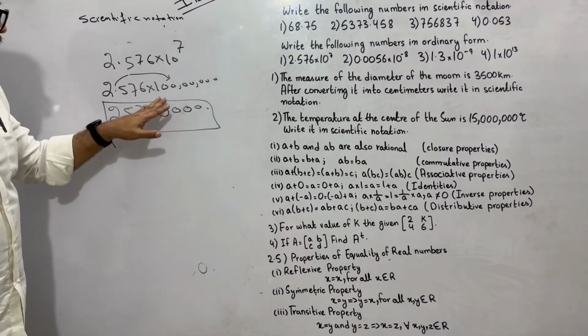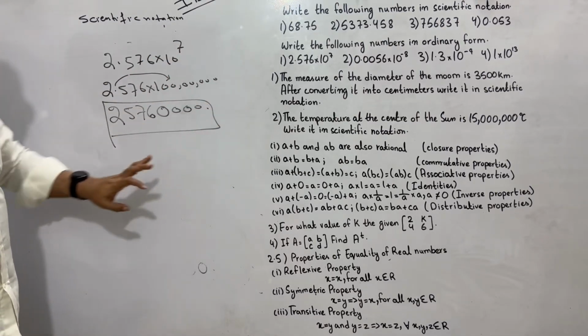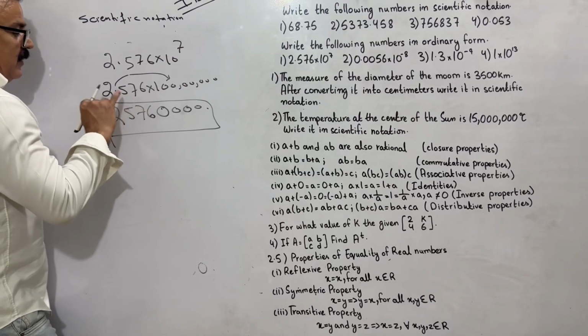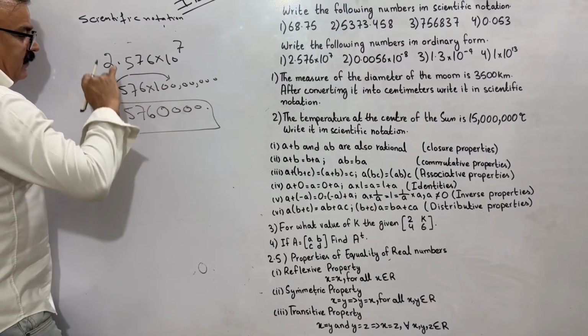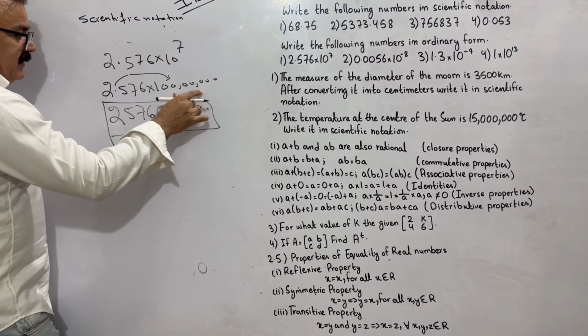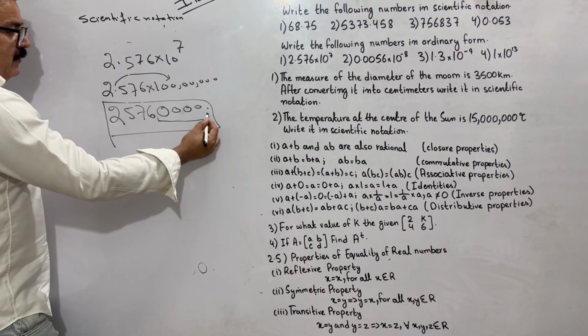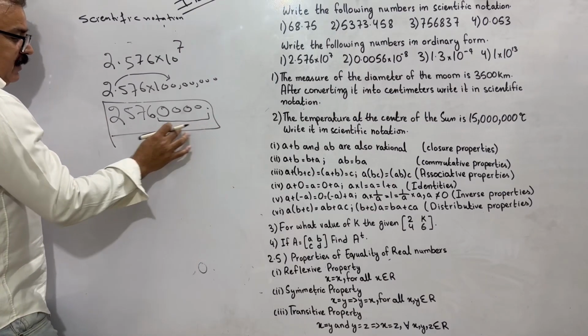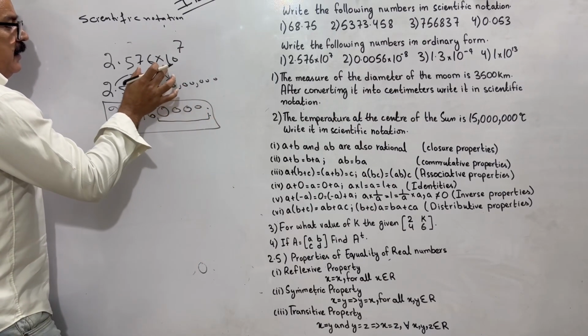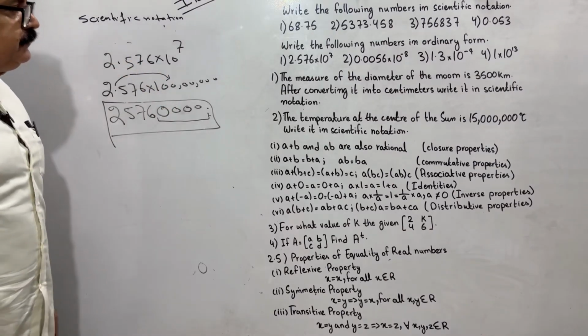10 raised to 7, I have written 1 with 7 zeros. Now our decimal is going to shift from left to right by 7 digits. Three are there, and we have managed 4 in the form of 0.